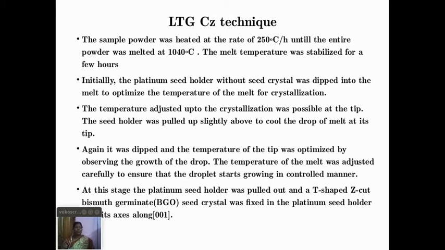The seed holder was pulled up slightly above to cool the drop of the melt at its tip. Again it was dipped and the temperature of the tip was optimized by observing the growth of the drop. The temperature of the melt was adjusted carefully to ensure that the droplet starts growing in controlled manner. At this stage, the platinum seed holder was pulled out and a T-shaped Z-cut bismuth germanate seed crystal was fixed in the platinum seed holder with its axis along 001 direction.